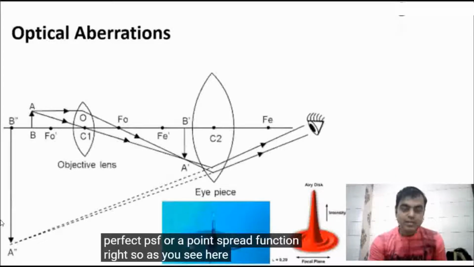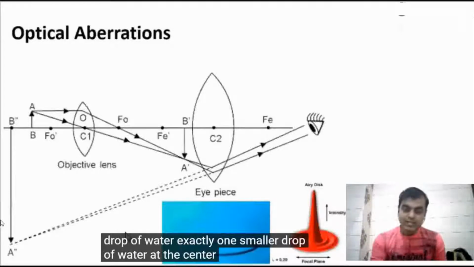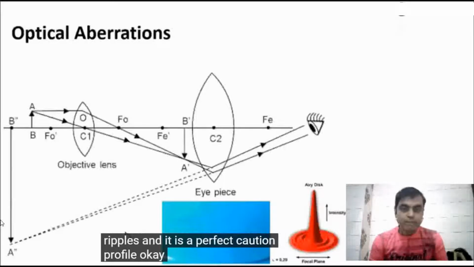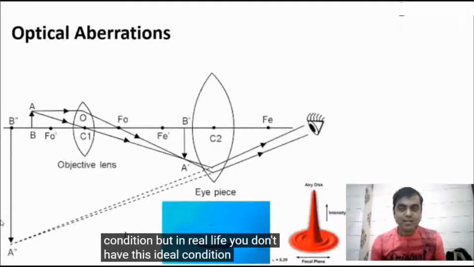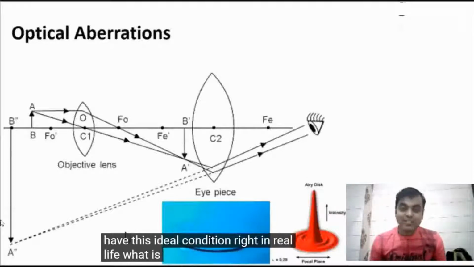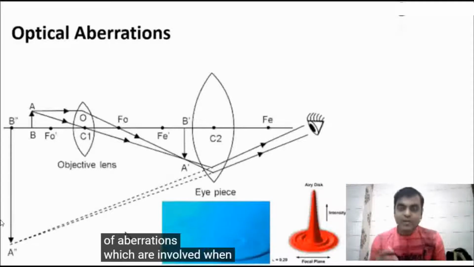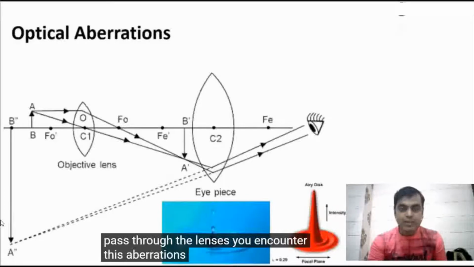So as you see here, just one small drop of water at the center will create ripples, and it is a perfect Gaussian profile. Now this is an ideal condition, but in real life you don't have this ideal condition, right? In real life, what is happening? There are a lot of aberrations involved. When rays of light pass through the lenses, you encounter these aberrations.